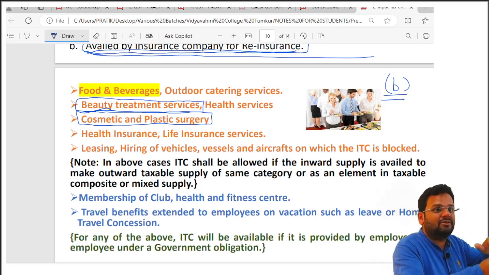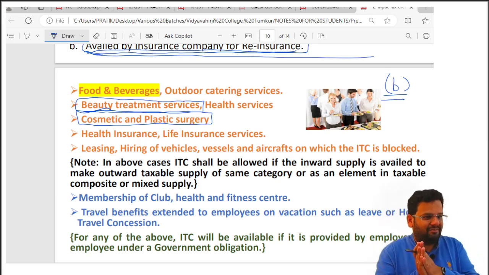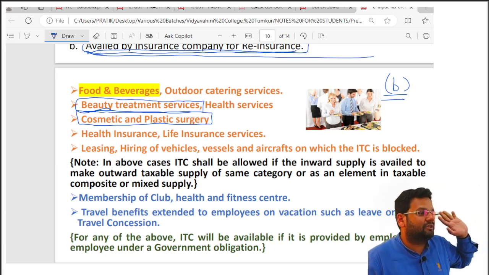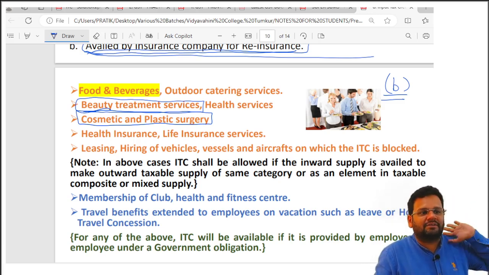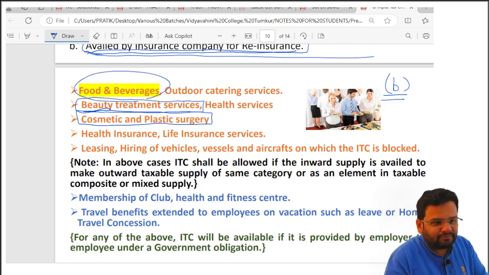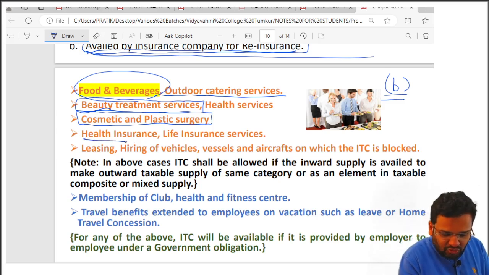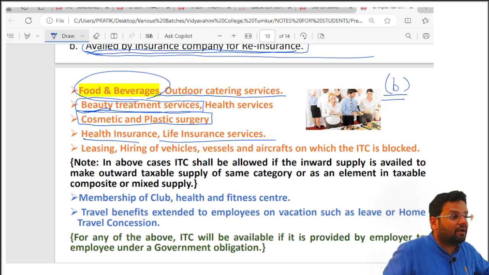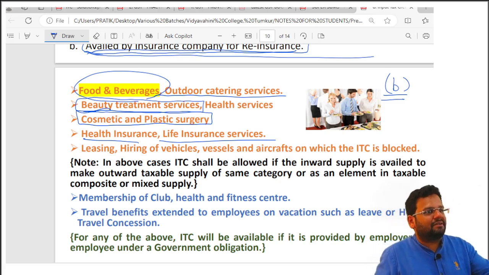It is blocked because looking good is part of his profession. But he is looking good. She is looking good. For looking good, they are taking plastic and cosmetic surgery. Government says this becomes too personal. So we will have one rule for this. ITC will be blocked. You do plastic surgery of 10 lakhs, GST of 1,80,000, don't take its credit. Food and beverage, ITC will be blocked. Outdoor catering service, blocked. Health insurance, life insurance, blocked. Even if I take out health insurance of my employees, who are actually working in business, and I am doing it for the benefit of my employees, still ITC is blocked. So on everything ITC is blocked.